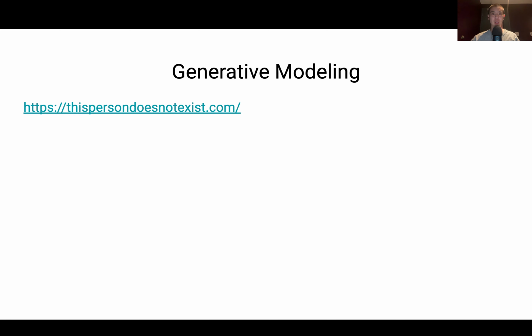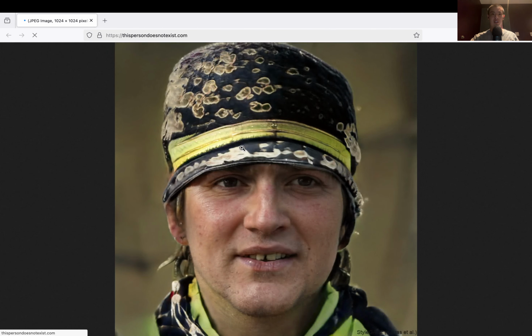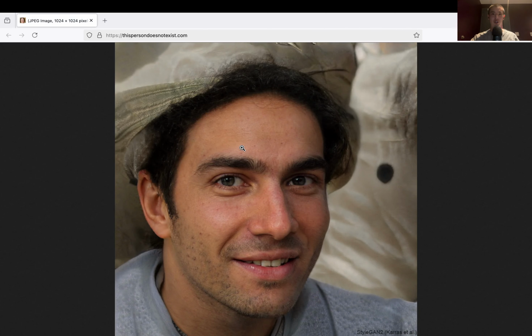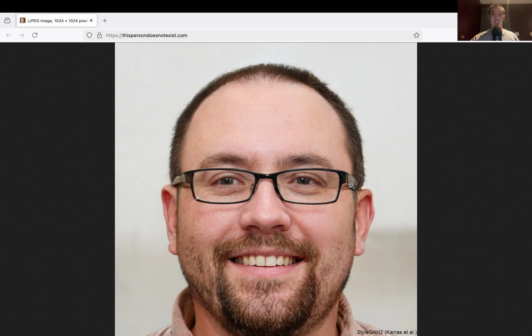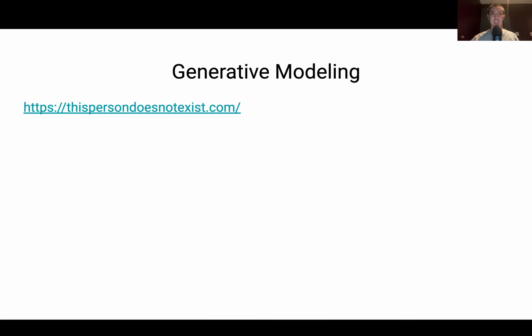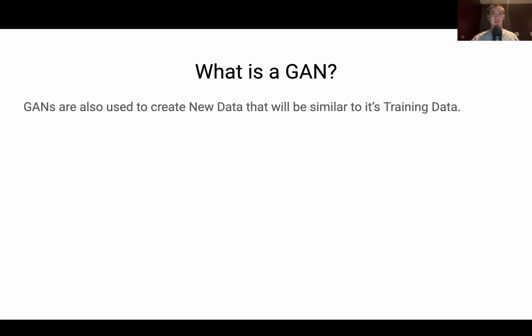So in case you're wondering why we should care about generative modeling or GANs in general, let's go to thispersondoesnotexist.com again. And as the website states, none of these people actually exist. They are all generated. And if we look at the bottom right-hand corner, it will say StyleGAN 2. And what do you know? We're going to talk about GANs in this video. Let's get started. First off, what is a GAN?